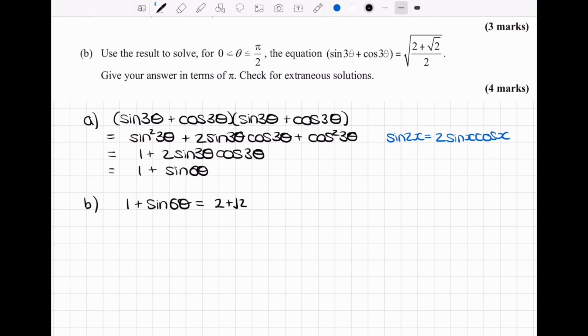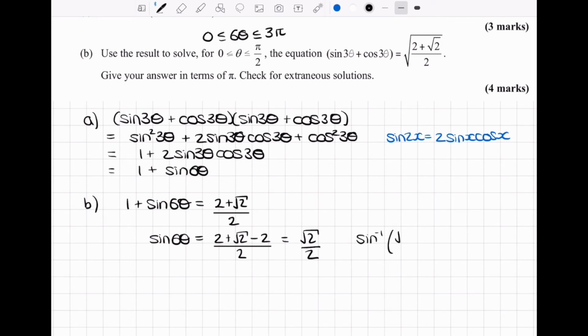The next part is to solve this equation. I've just taken the square root away there. I've squared both sides. And if I rearrange this for sine of 6 theta, it works out quite nicely to root 2 over 2. I want to change my limit of theta. Theta is between 0 and pi over 2. I'm working with 6 theta. So if I multiply both of them by 6, 6 theta is between 0 and 3 pi.